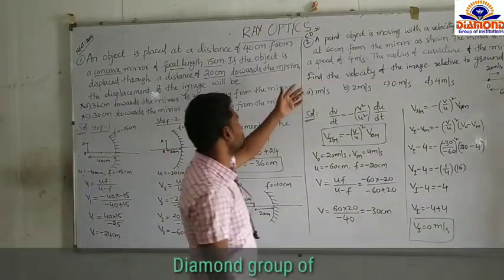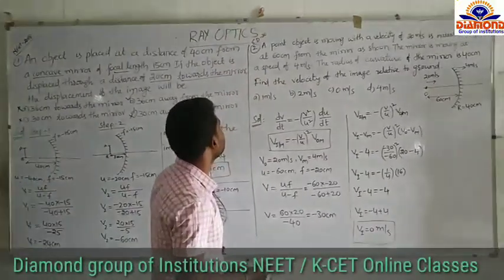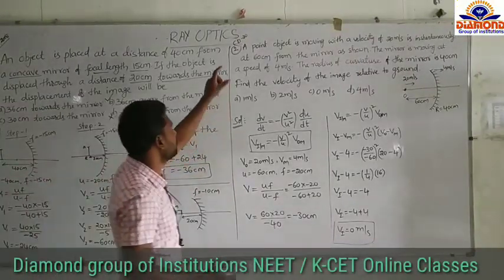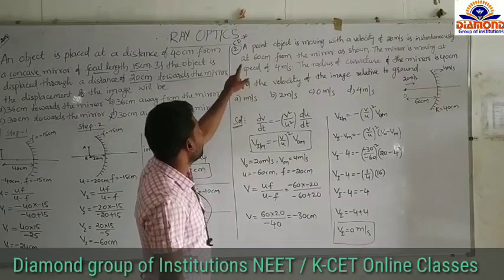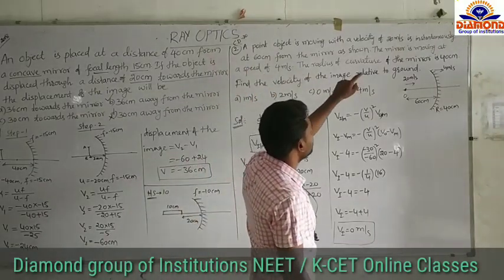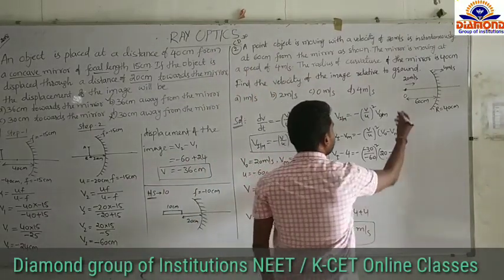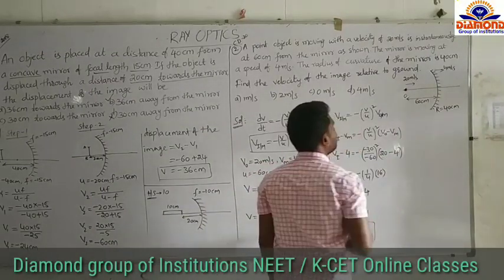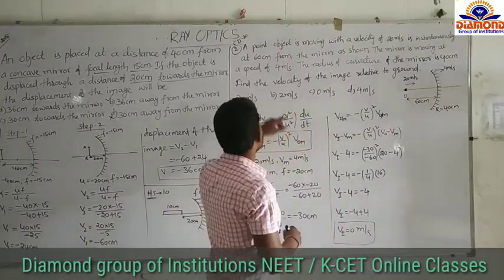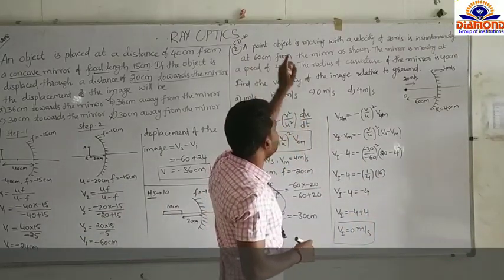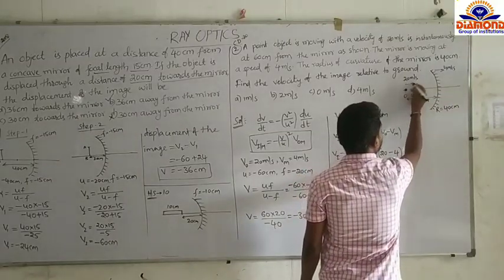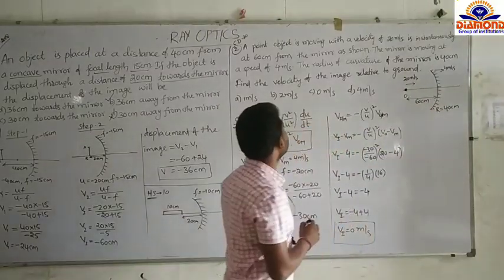And the second question is in the class discussion, the 20th question in your material. The question is: a point object is moving with a velocity of 20 meters per second. Here we have the object, and they have given the diagram also. Here this is the object, moving with 20 meters per second toward the mirror, and it is 60 centimeters from the mirror. Okay, the object is 60 centimeters from the mirror and moving towards the mirror with 20 meters per second.